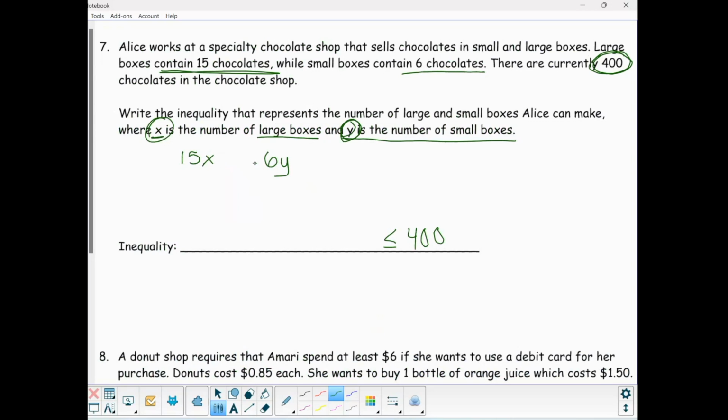And the total between these two terms is going to be the number of chocolates I get. This is all going to give me the total of chocolates. Total chocolates I'm going to be using.